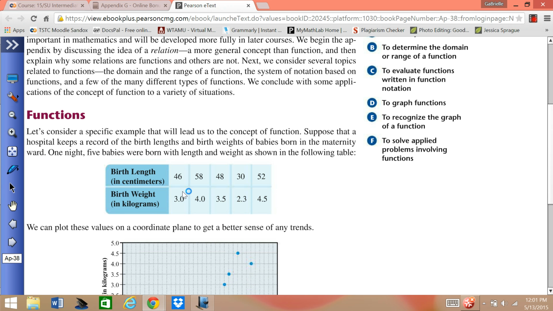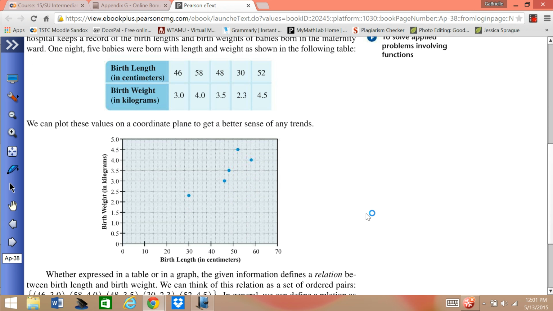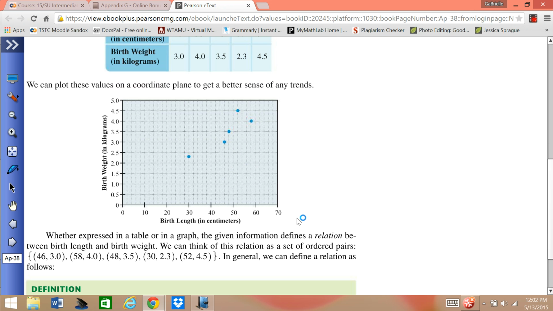Suppose a hospital keeps record of the birth lengths and weights of babies born in the maternity ward. One night, 5 babies were born with the different lengths and weights shown in the table. So we have these birth lengths right here, and their corresponding birth weights. Now they plotted those on a coordinate plane to get a better sense of the trend. Here's the trend. Whether expressed in a table or in a graph, the given information defines a relation between the birth length and the birth weight. So how can we think of that relation?